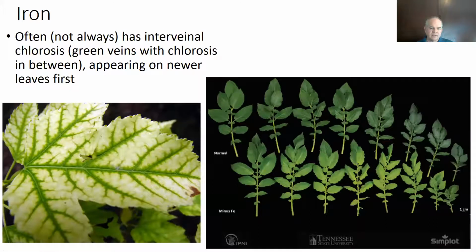Iron is the fifth one that's pretty commonly seen. I see it a lot, very often, not always, such as the potato here on the right. It's kind of more general chlorosis in this particular instance, but usually we get this interveinal chlorosis, such as what you see here with this maple leaf. Now, interveinal chlorosis means the veins are green, and then between the veins is chlorotic, again, occurring on newer leaves.